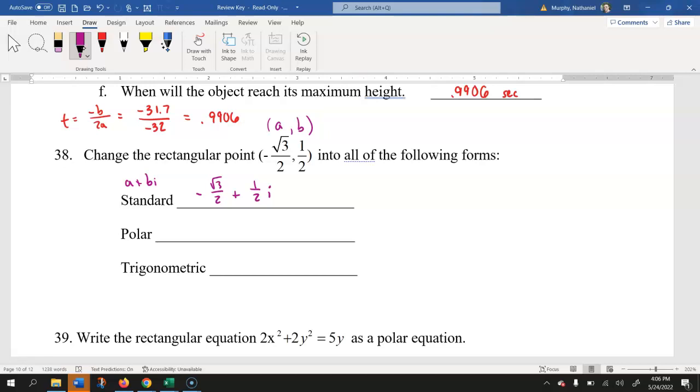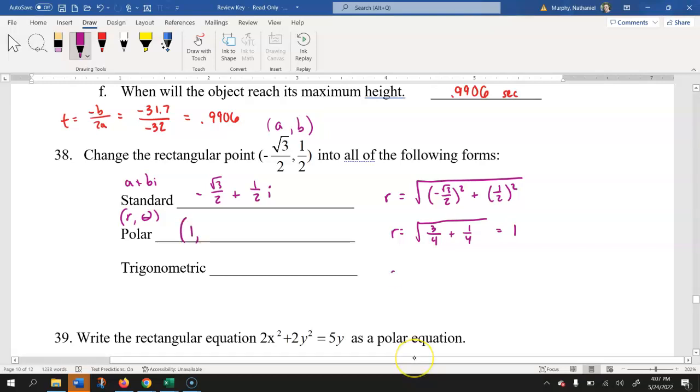And to get our polar form, remember that's r and theta. So to find r, we're going to take the square root of negative square root of 3 over 2 squared plus 1/2 squared. Now to simplify that, when you square a negative, it becomes a positive, and the square root of 3, when you square that, you get a positive 3. And 2 squared is 4. So you square both the numerator and the denominator. And so this would end up being square root of 4/4, or just 1, and the square root of 1 is just 1. So r would equal 1.